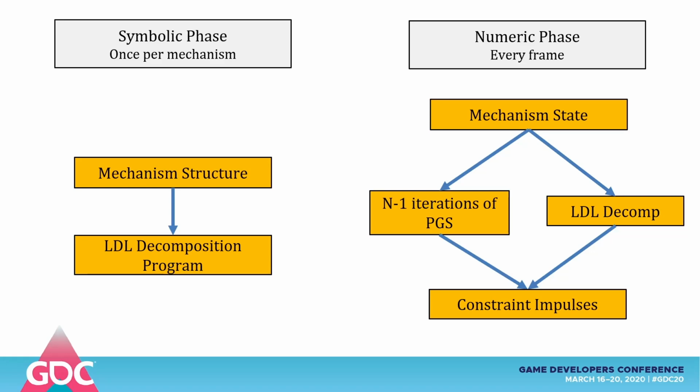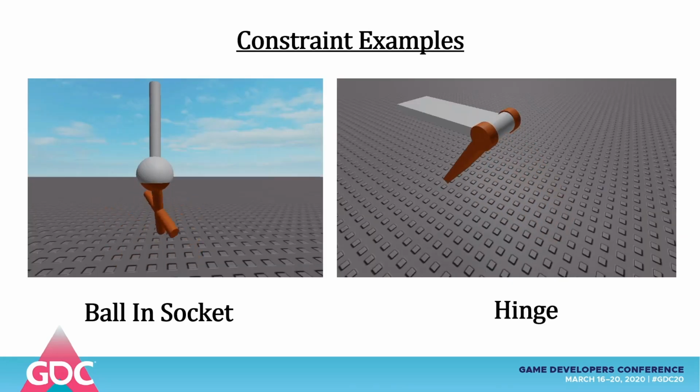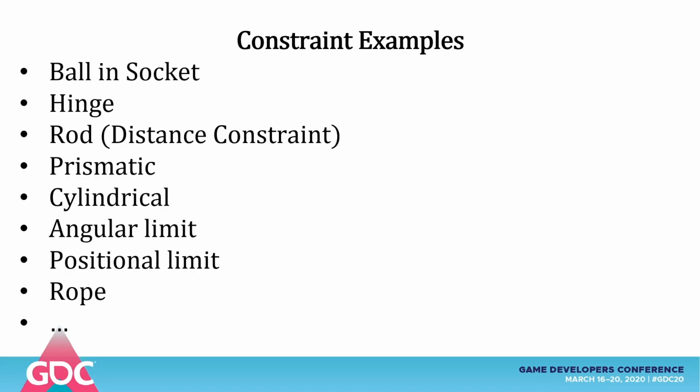In the next section, we will quickly cover the basics of a constraint solver. A constraint solver deals with mechanical constraints, such as a ball in a socket or a hinge. It also supports other constraints, including rods, prismatics, cylindricals, angular limits, positional limits, ropes, and a few other constraints that don't need to have mechanical equivalence.